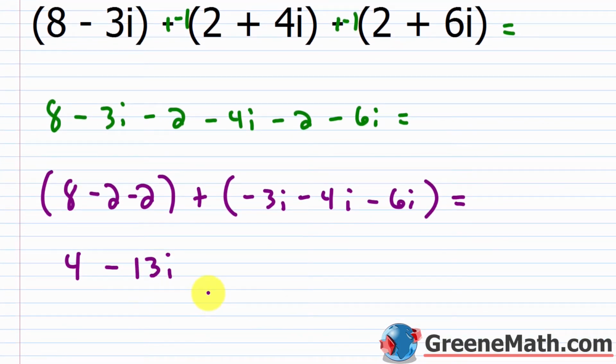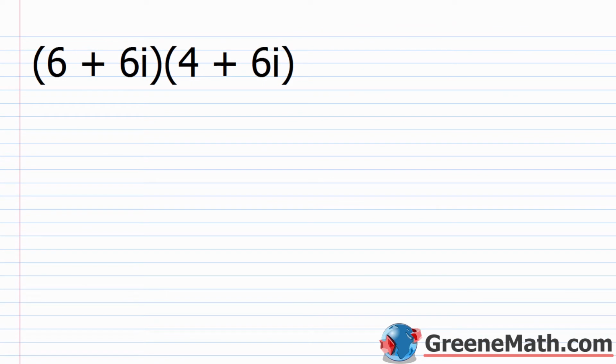And again, it's written in standard form where your real part is first, your 4. This is your A. And then you have plus. In this case, you'll have negative 13 that represents your B. And then you have i. So this part right here is going to be your imaginary part. So the real part comes first, imaginary part is second. All right, let's look at some multiplication problems.